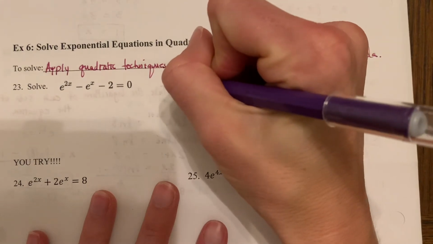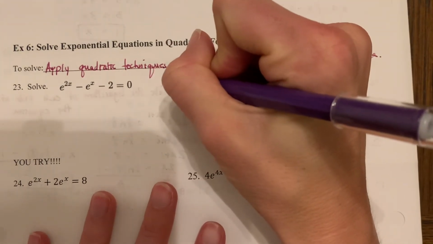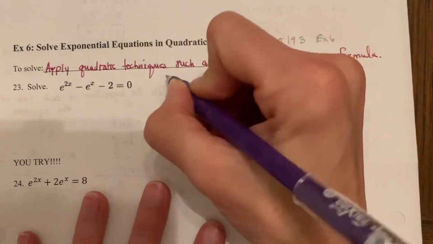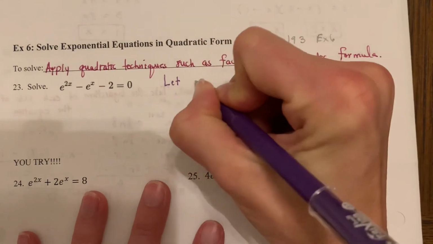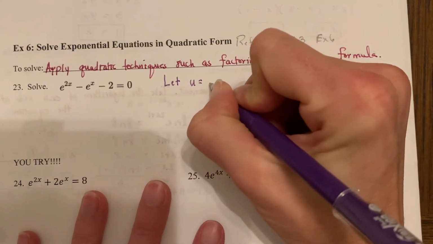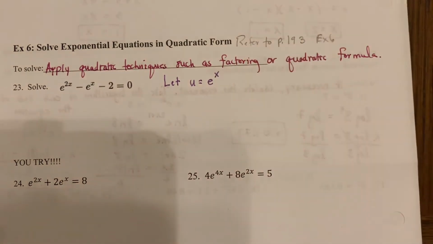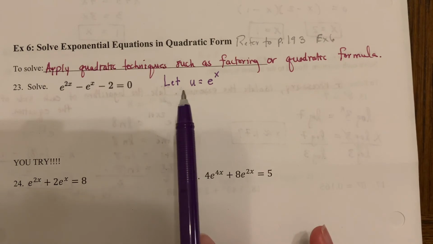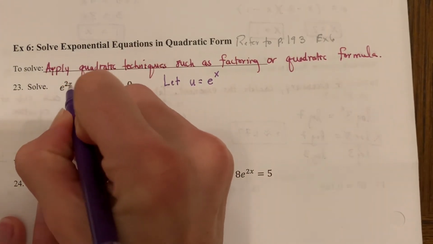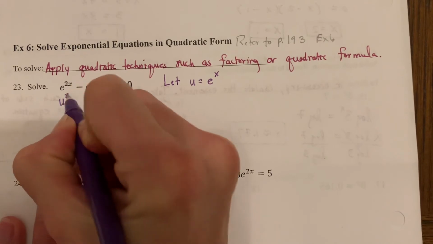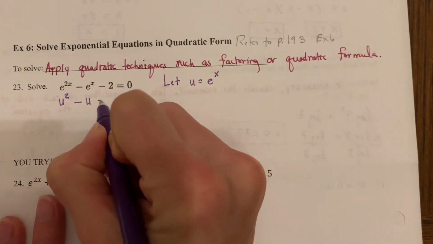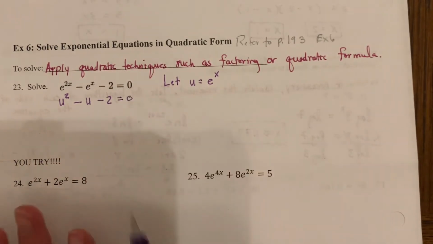So what I'm going to do is turn this into a quadratic equation that does not contain exponents with bases that are numbers like e. So to help me do this, I'm going to let u equal e to the x power. Okay. So I'm going to replace all e to the x power in this equation with u. If I do that, I get u squared minus u minus 2 is equal to 0.